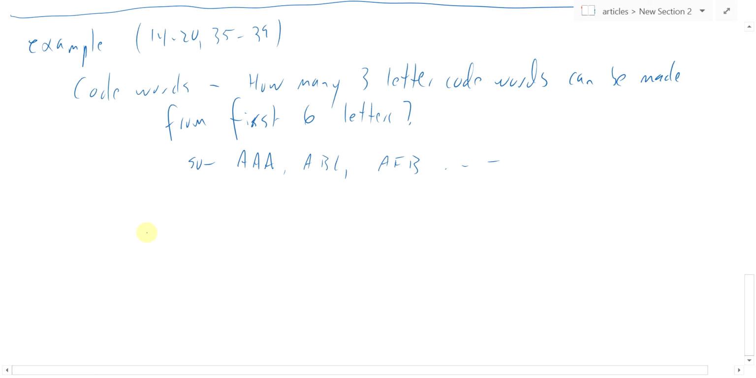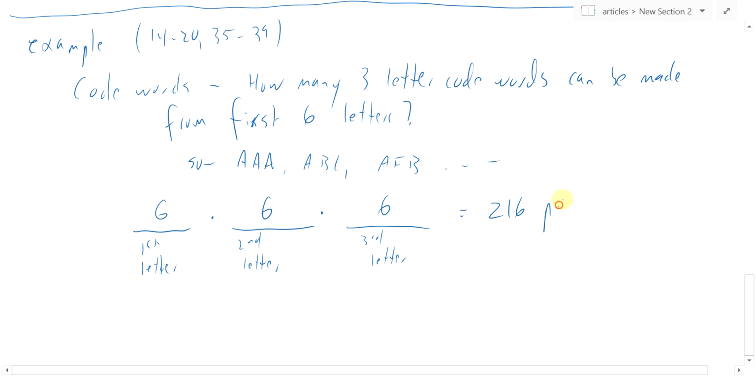Well, it's a sequence. So we use the multiplication principle. We pick the first letter, and then we pick the second letter, and then we pick the third letter. How many choices do you have? Well, we're only doing 6 letters, so 6. Once you've made the first choice, how many choices do you have for the second one? Well, we'll still have the same 6 letters, so that's 6. And if we're choosing the third letter, how many letters do we have to choose from? We still have 6. So that must be 6 times 6 times 6, 216 possible code words.